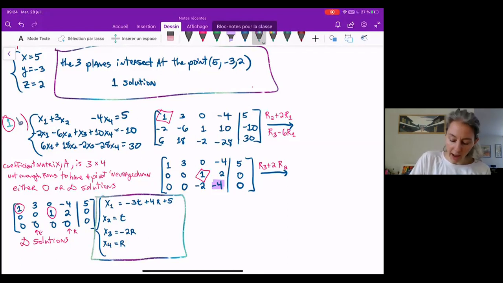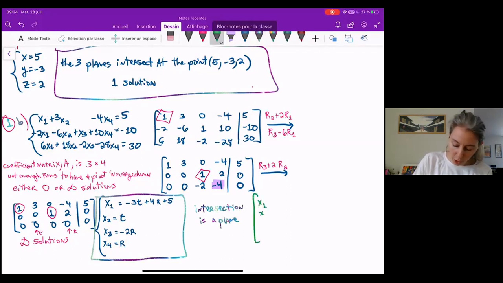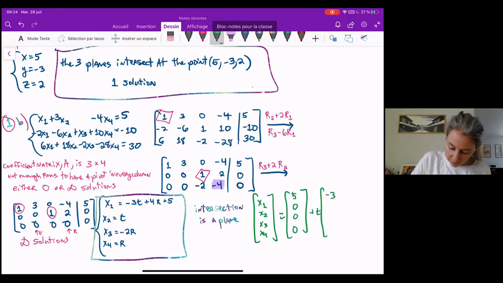So here I could even add, if I wanted, intersection is a plane. And we do not have to do this, but we might want to write the vector equation as well now that we know how to do that. My point would be 5, 0, 0, 0 plus my t vector plus my r vector.